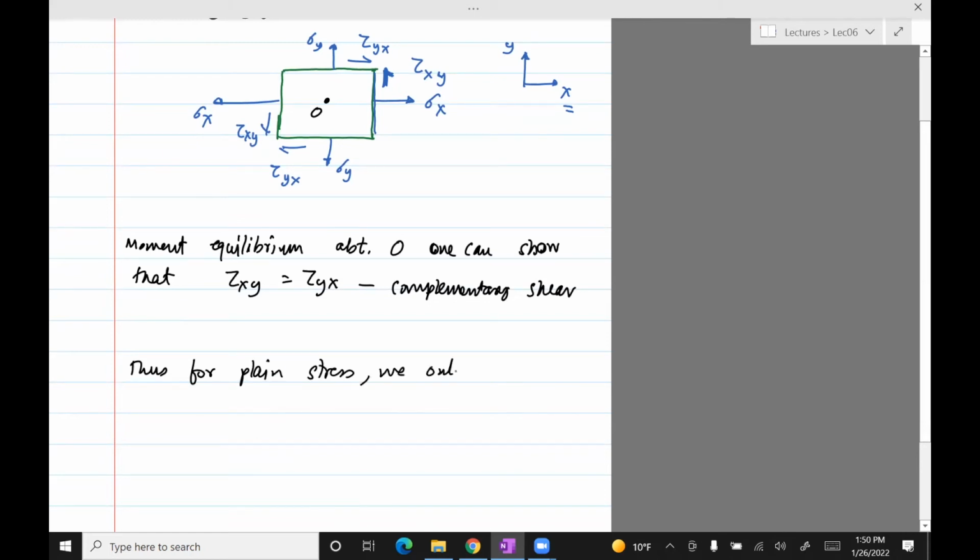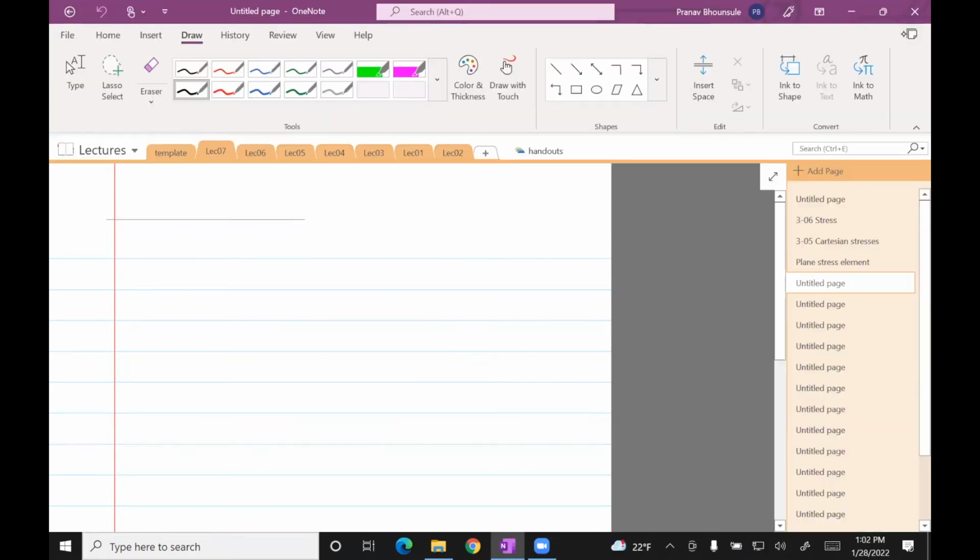And thus for plane stress, we only need three numbers: sigma x, sigma y, and tau xy, because tau xy equals tau yx. So whenever we talk about plane stress, we only look at three stresses: two normal stresses, one shear stress, because they're always equal. So let's talk a little bit about strain. So the stress sigma in this is a normal strain. So we are in 3.8, elastic strain.